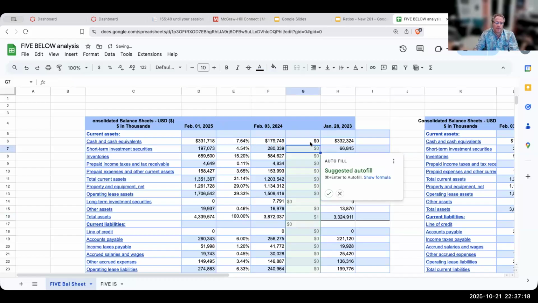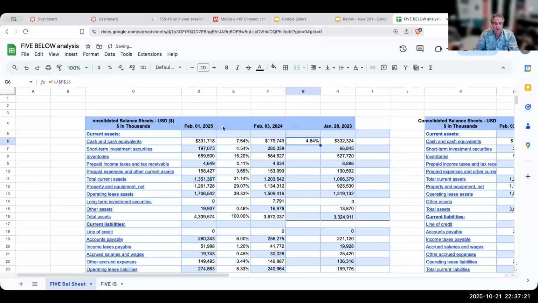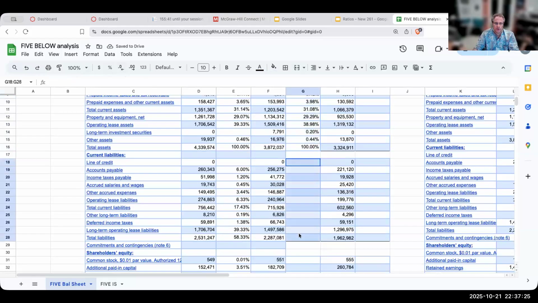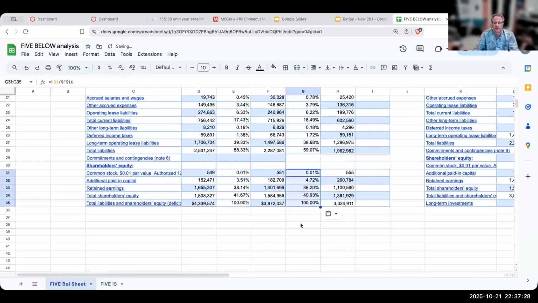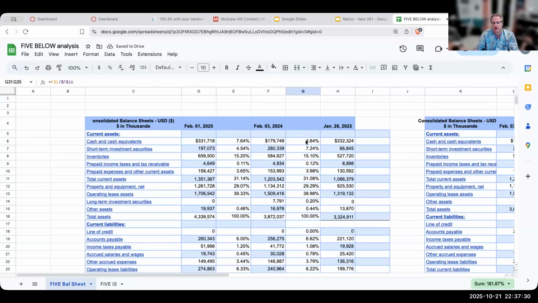So coming over here, I'm going to put this as a percentage. I'm going to go down over here and show all of these as percentages for this year. A lot of students will make the mistake of copying one year's percentage over here. You can't do that because this is fixated on the total assets. So we're going to do the same thing with January 28th, 2023. And again, we're going to do this as a percentage.